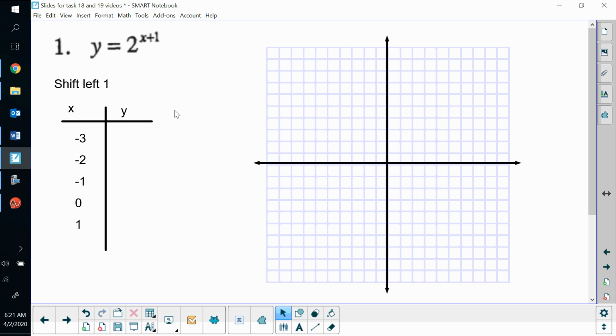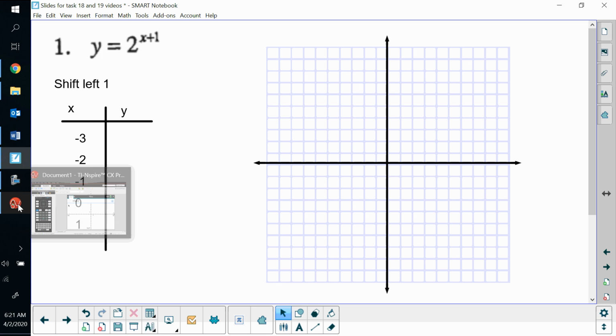So let's make a t-table. We'll have x and y. Again, the -1 is in the middle because we had a shift left 1. Based on your shift left or right, that tells you what the middle value is. If there's no shift left or right, then we'll just do 0 in the middle and pick two values on either side. Once we've done that, we can go to a graphs page and we'll do 2 raised to the x plus 1.